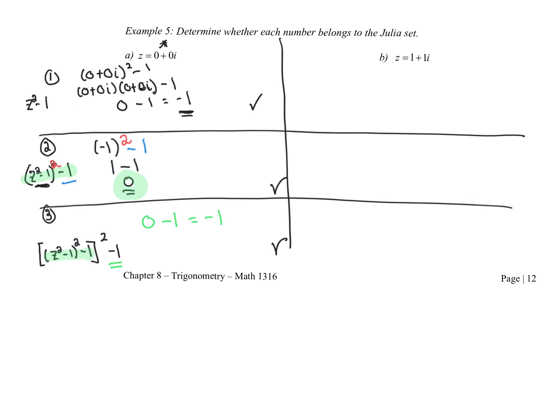and I've repeated. I've gone from -1 to 0 back to -1 again. So this number z, yes, it is in the Julia set. It repeated itself, so I don't have to keep going anymore. I found the pattern. It's going to go -1, 0, -1, 0, -1, 0, and all of those numbers have an absolute value that is less than 2.